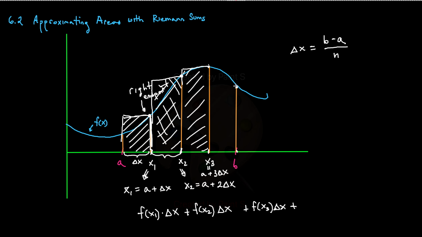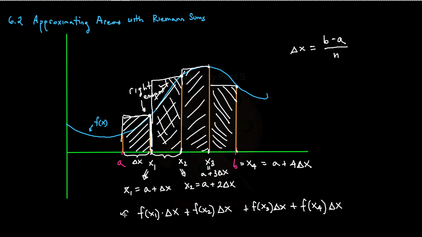and then the last right endpoint is right here. You can see that that rectangle is an underestimation of the area of the curve, and that's just the value of b. You could call it x4. And x4 is equal to a plus 4 delta x's. So f of x sub 4 times delta x. And this would be the approximation of the area underneath the curve, right? This is the approximate symbol. Don't forget it's an approximation for the area underneath this curve from a to b, and that's with right endpoints.